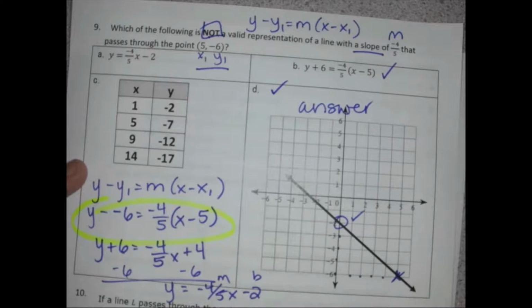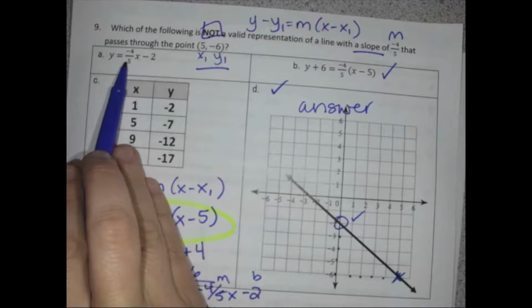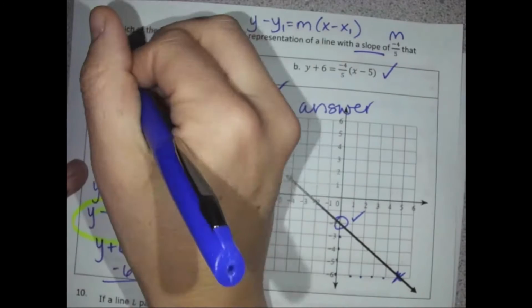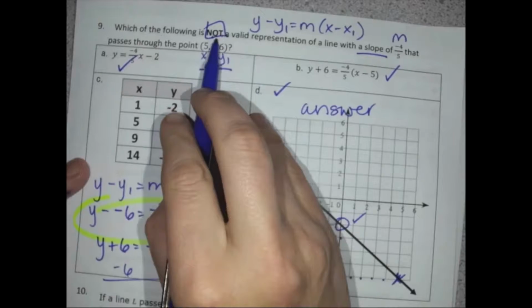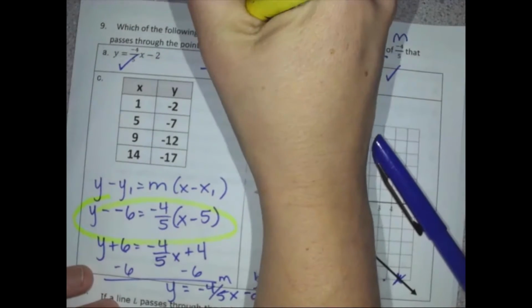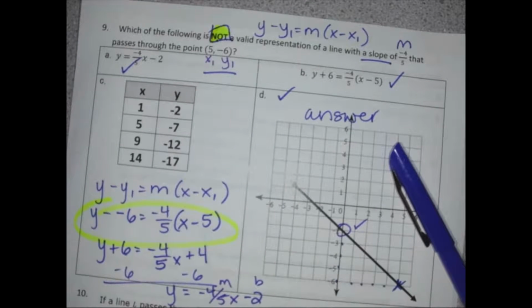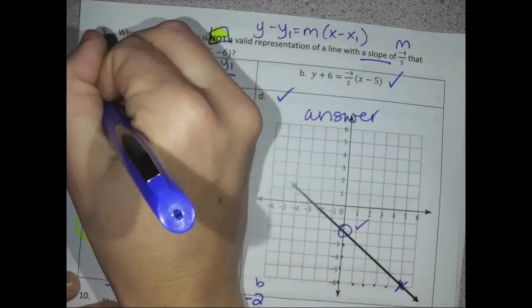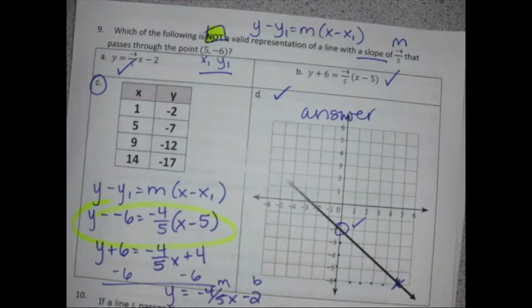Finally, I'm going to look over here. I have -4/5 x minus 2, -4/5 x minus 2. Boom. That is correct as well. But I am looking for one that is not a valid representation. So this is correct, this is correct, this is correct. C is our only answer choice.